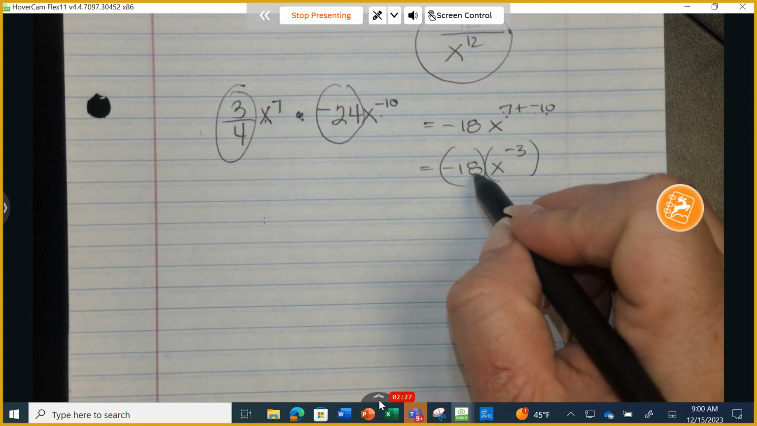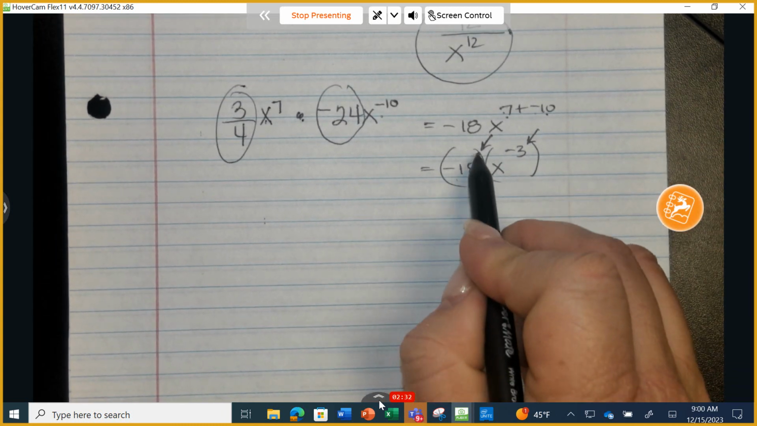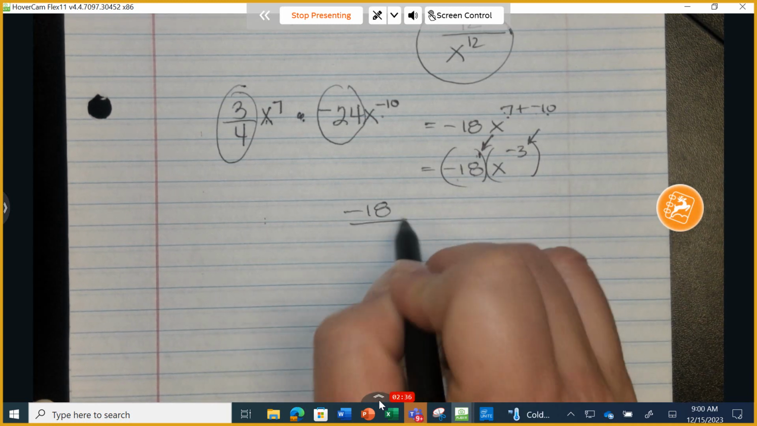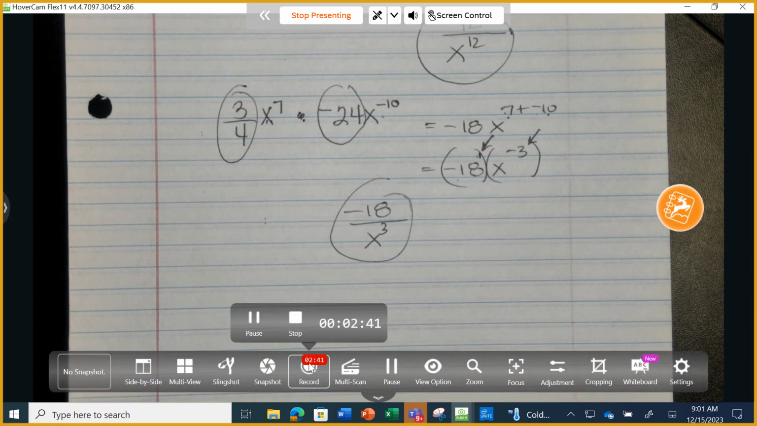Don't be confused by this not being happy. We are looking at the exponents. The negative 18 is happy. It has a positive exponent. The x is not. Fully simplifying, I move the x to the bottom, and this problem is done.